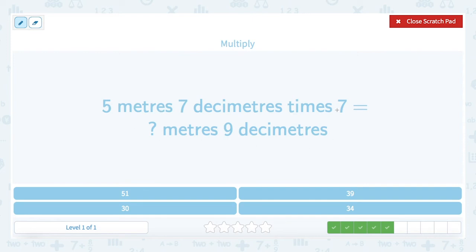5 meters times 7 is 35 meters. And I might be tempted just to stop here, but there's not even a 35 here. So luckily, I'm not going to get ahead of myself and write down 35 or choose 35 as my answer. 7 decimeters times 7 is 49.